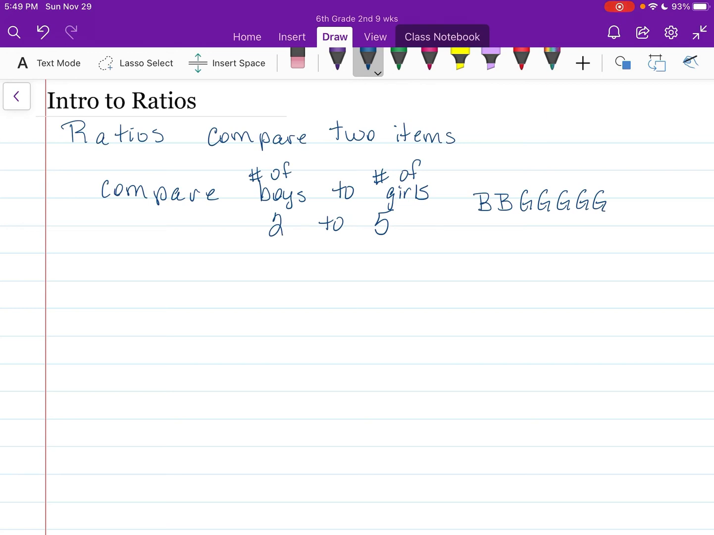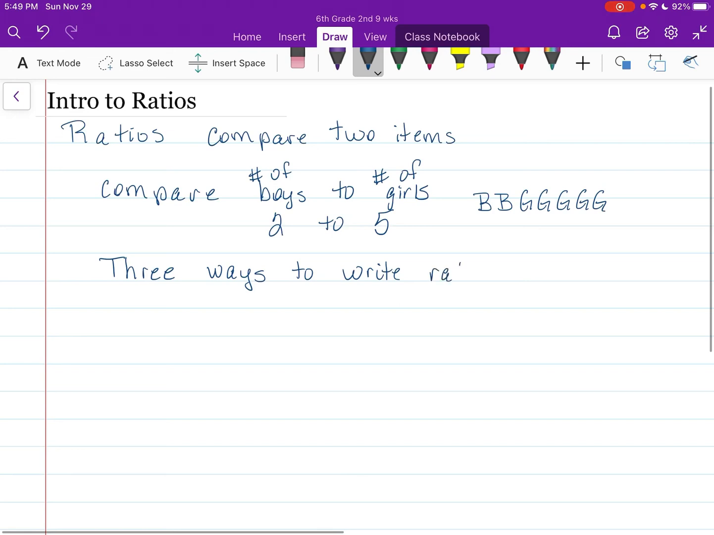There's 3 different ways to write a ratio. So right now we're comparing the number of boys to the number of girls. Right? So we're going to write that 3 different ways. And you see ratios done all 3 of these ways. We can write it just like we say it. So if I say, what's the ratio of boys to girls? We could write it just with words. So we could say the ratio of boys to girls is 2 to 5.